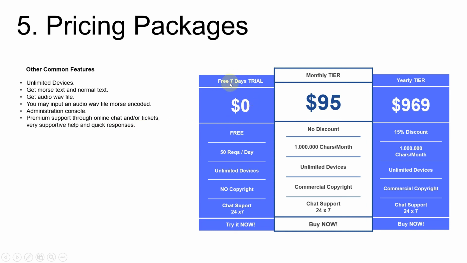For the free 7 days tier you have 50 daily requests. No copyright. For monthly and yearly tiers you have 1 million characters monthly, copyright included. Monthly tier is US$95 and yearly tier is US$969 with 15% discount included.